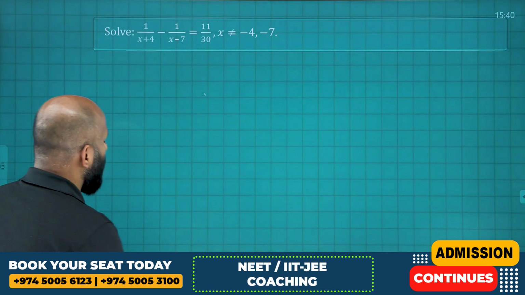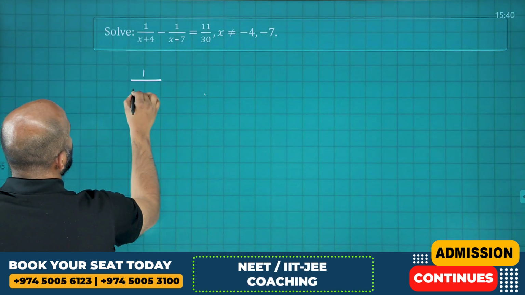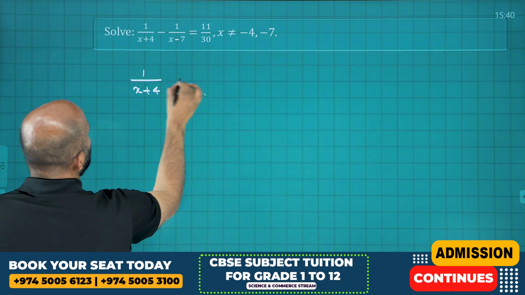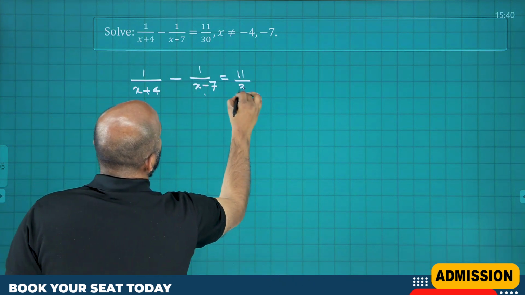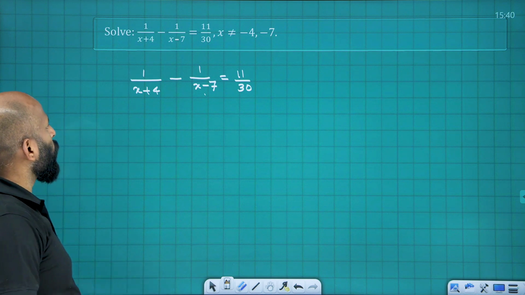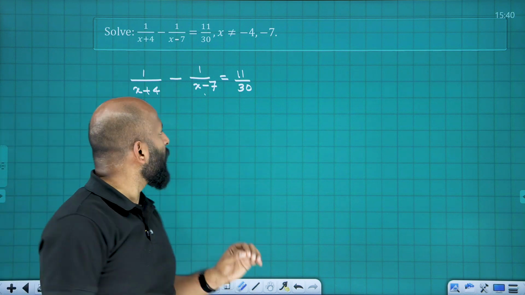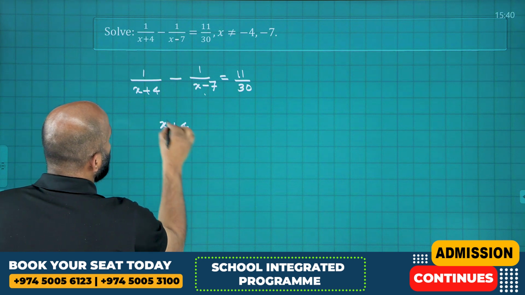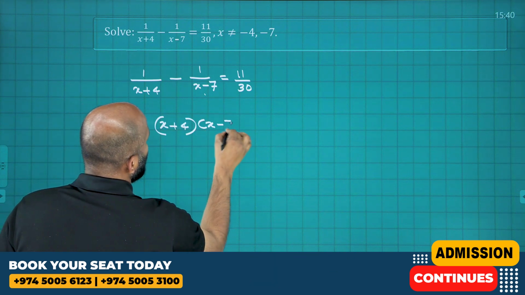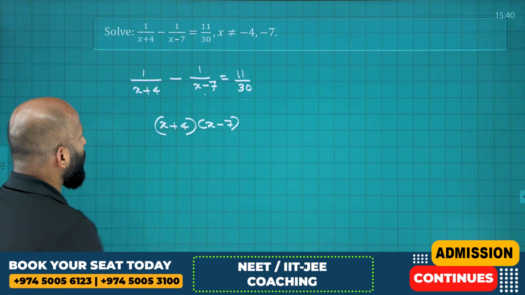Our next question is the same kind of question, but this is a very, very important NCERT question: 1 by x plus 4 minus 1 by x minus 7 is equal to 11 divided by 30. Now here we can take the LCM: x plus 4 into x minus 7.